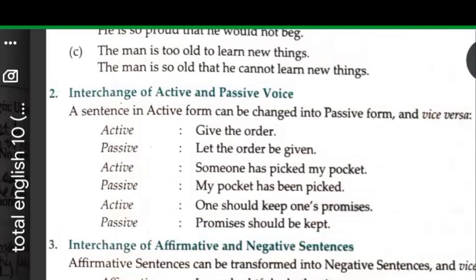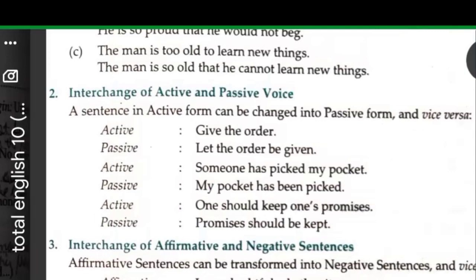I hope. Yes, sir. If there is any query till now, you can ask me, because I will link up the active and passive voice here itself, at the end of the explanation of active and passive voice.